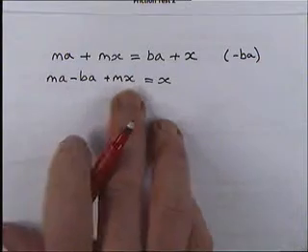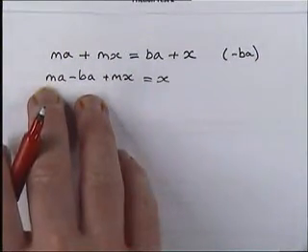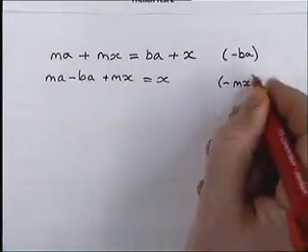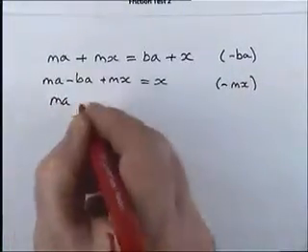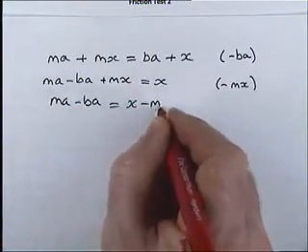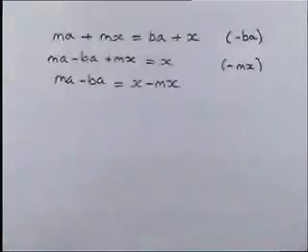Now I'm going to take away MX from both sides, so I'm left with terms containing A only. So I'm just showing what I'm doing here. So I've got MA minus BA equals X minus MX. Now this is a step you're finding difficult.